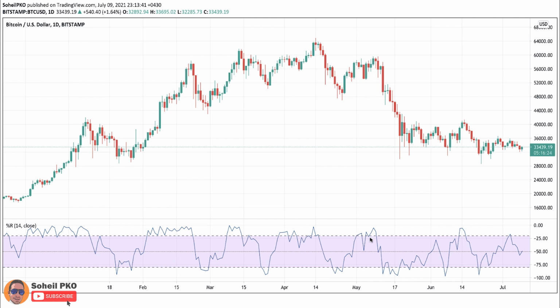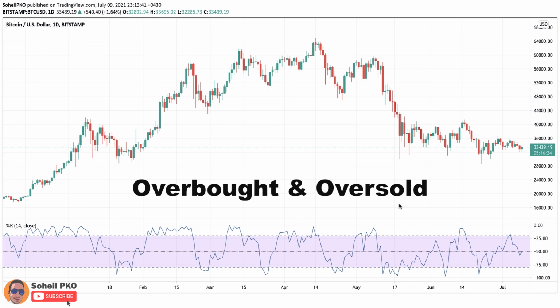The other important levels that you must watch are -20 and -80. When we have high readings of R%, I mean the R% line is above -20, it shows that the price is near its high and this could possibly show overbought condition. And when it's below -80, it shows that the price is near its low and possibly showing oversold condition. Now let's talk more about overbought and oversold readings and how they can help us in trading.